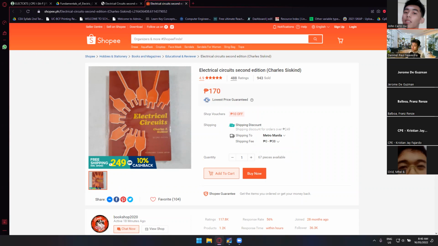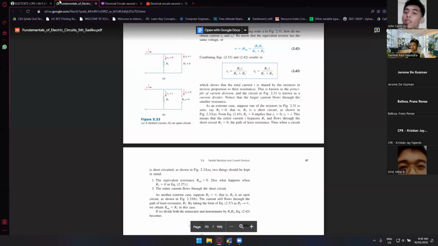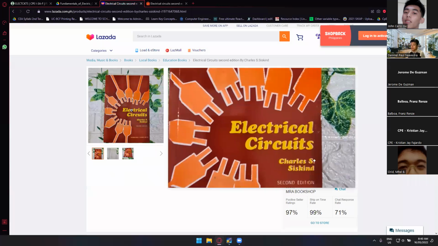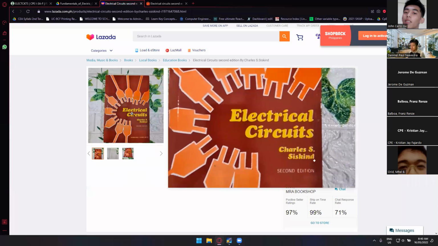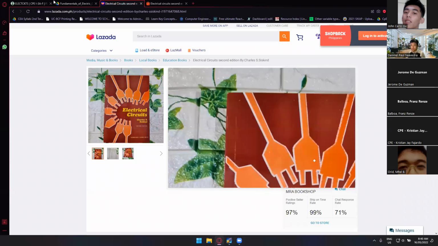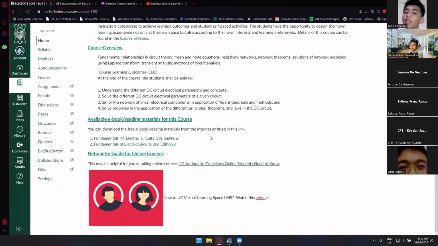I don't know if this is the SRP, but I think it's like 200 plus, or 250. I don't know right now, since it's been a long time since I bought my book. This one is Electrical Circuits, 2nd edition by Charles Alexander. Anyway, the rest are pretty much the same.